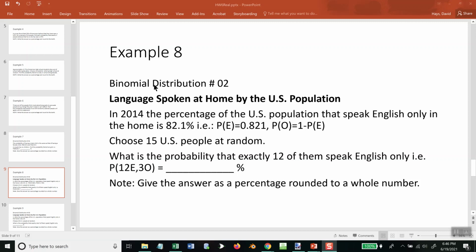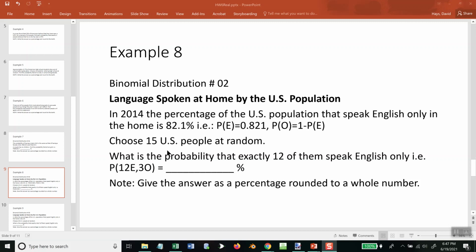Language spoken at home by the U.S. population, 2014. The percentage of the U.S. population that speaks English only in the home is 82.1%, or the probability of E is equal to 0.821. And then the probability of O, other than English, is 1 minus the probability of E.